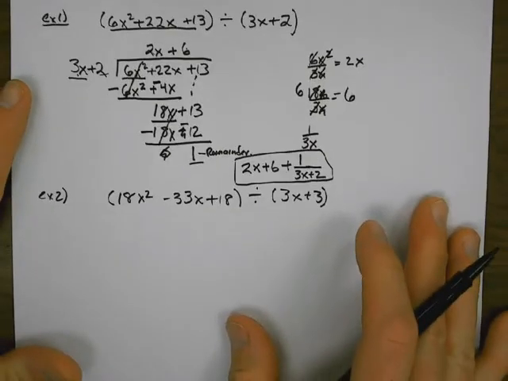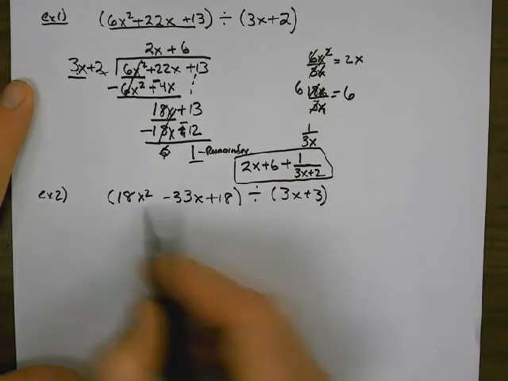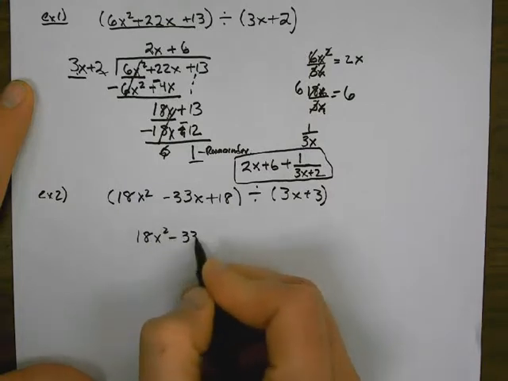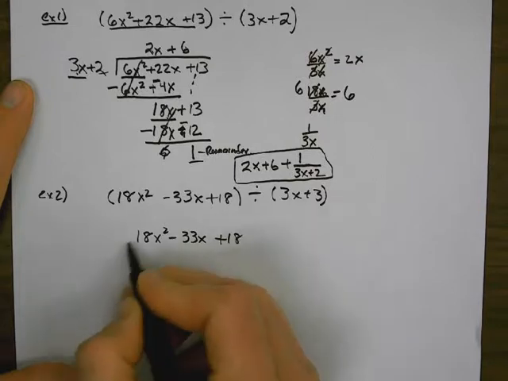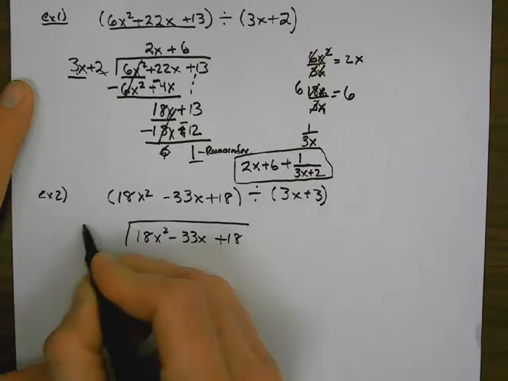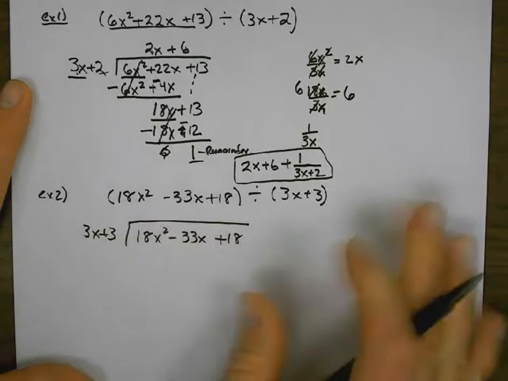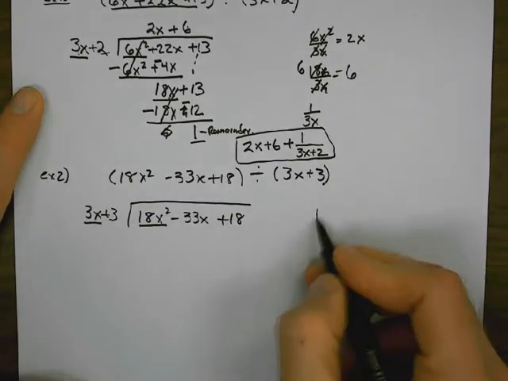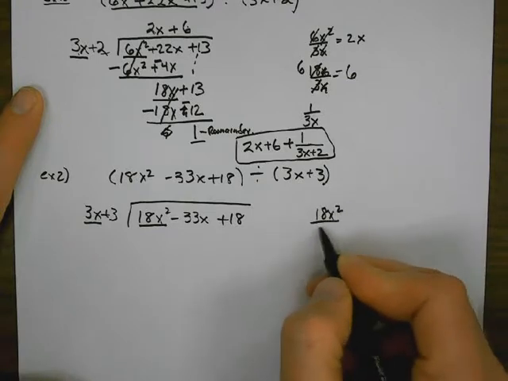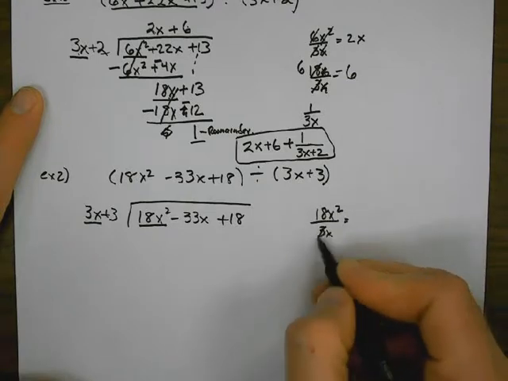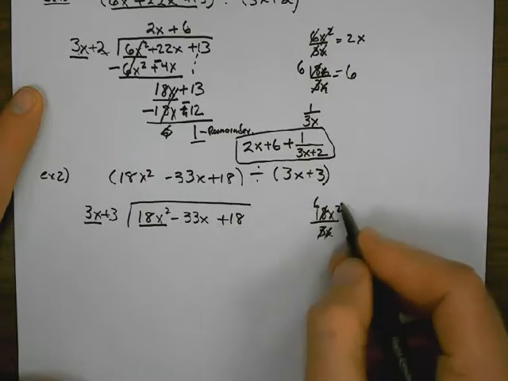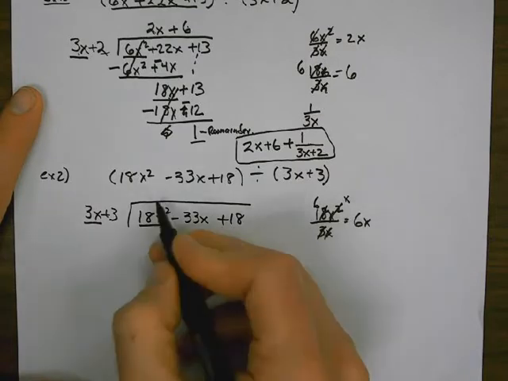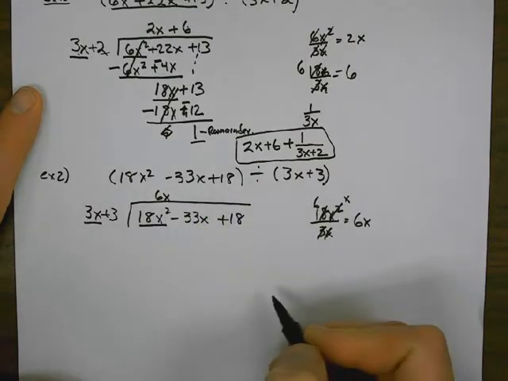Let's take a look at one more because these are kind of tricky. So once again, I have 18x squared minus 33x plus 18, and I'm going to set it up with my 3x plus 3 outside. Now I'm going to divide 18x squared by 3x. So 18x squared divided by 3x. 3 goes into 18 6 times. X goes into x squared x times, so I have 6x as my first term. So 6x goes up there.